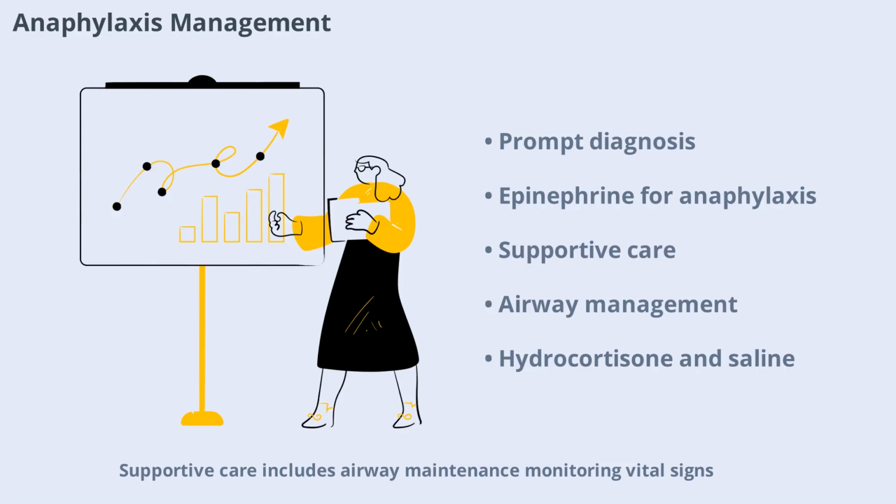Supportive care includes airway maintenance, monitoring vital signs, and oxygen administration. Rapid infusion of normal saline helps overcome fluid shifts. Hydrocortisone can be given once the patient is stabilized. In severe cases, cricothyrotomy may be needed to secure the airway.